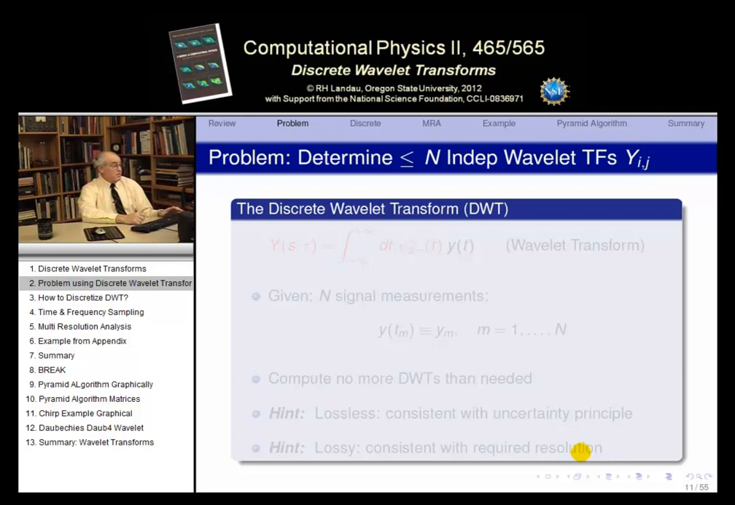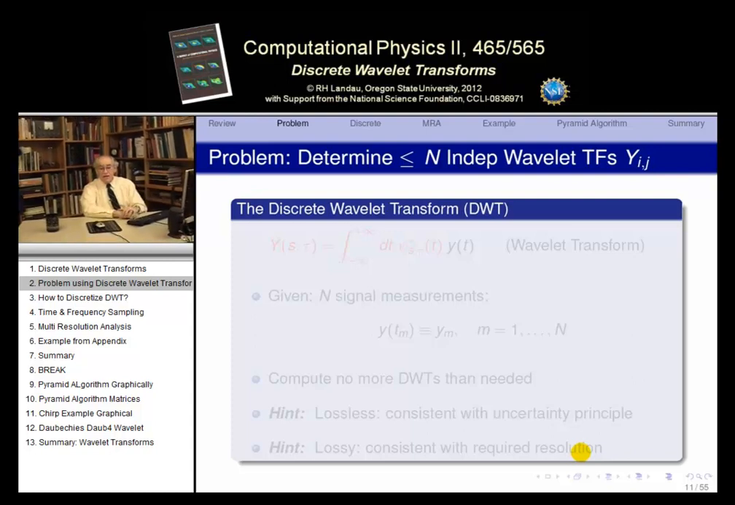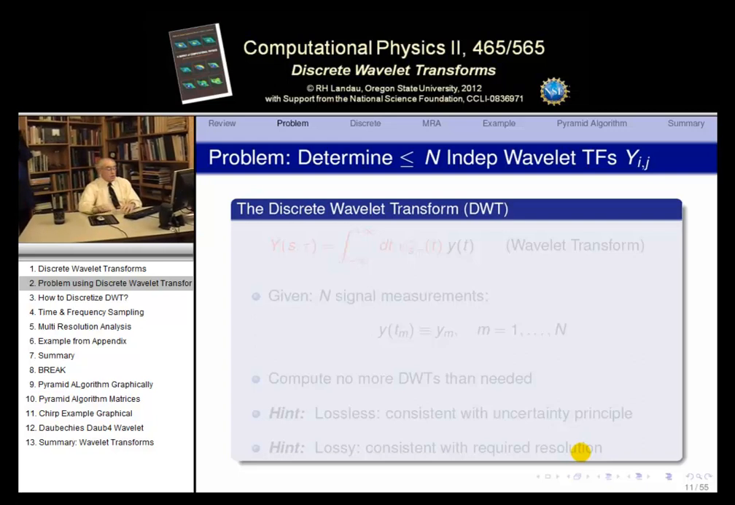What's the discrete wavelet transform? Well, we have, if you want, our problem. And our problem is we have a signal, presumably a non-stationary signal, and we want you to determine n independent wavelet transforms, and we call them capital Y sub i and j, i and j obviously indicating the scale and the location in time. Okay, but we just want you to determine n, where n is the number of measurements made. Or make n measurements and determine n independent ones. And to do this uniquely in the best possible way.